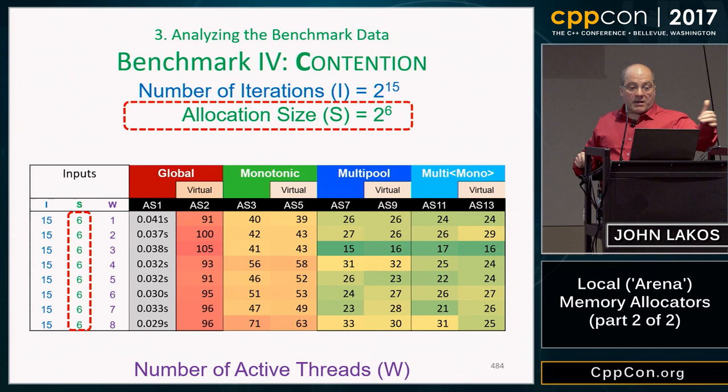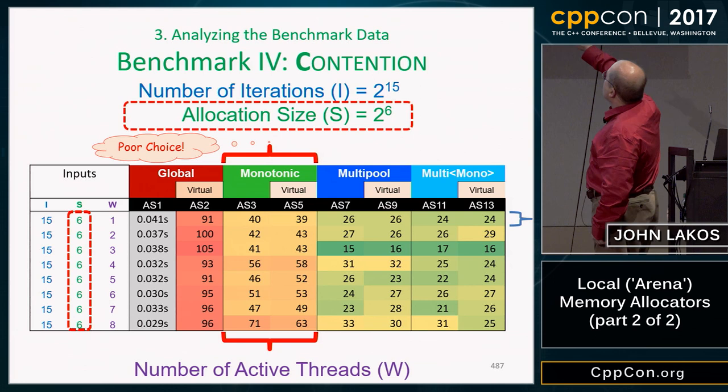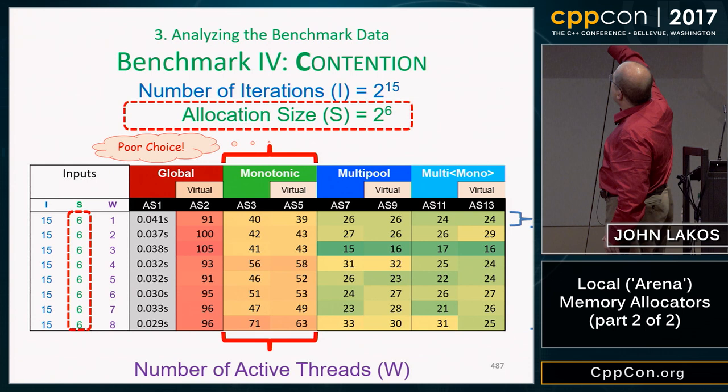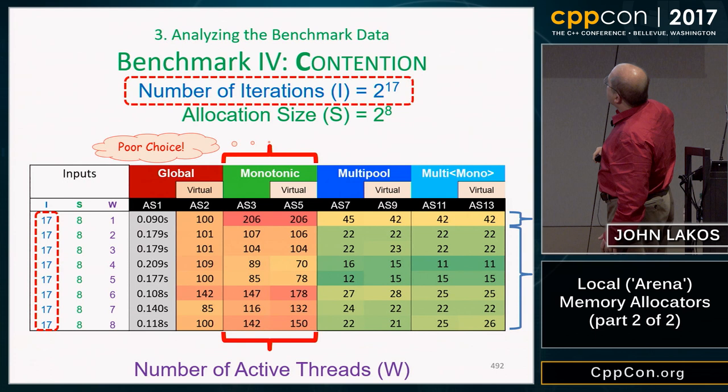And I'm going to run through this, but the idea is nothing much changes. This is a bad choice, the monotonic one here again, because this thing is growing. And so the one you would probably want to use here is either the multipool or the multipool backed by the monotonic. Notice how that one has some advantages at some points. So anyway, that's the single thread, and this is the multiple threads working together. And I'm just going to run through this quickly. And you can get an idea.